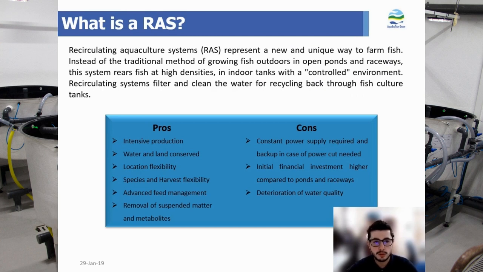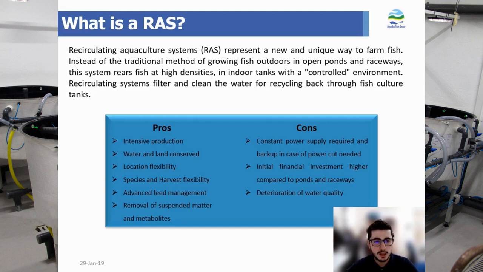So, first of all, what is a RAS? A recirculating aquaculture system represents a new and unique way to farm fish. Instead of the traditional method of growing fish outdoors in open ponds and raceways, this system rears fish at high density, in indoor tanks with a controlled environment. The circulating system filters and cleans water for recycling back through fish culture tanks. There are many pros and some cons about using a RAS system, and we will analyze them one by one.